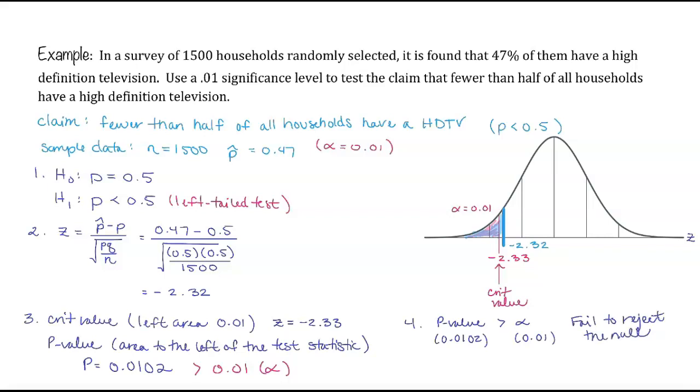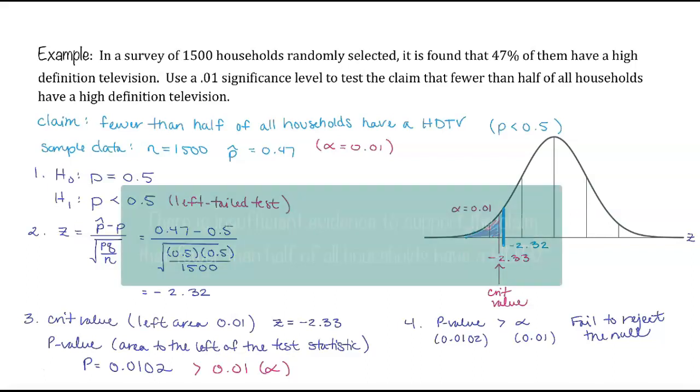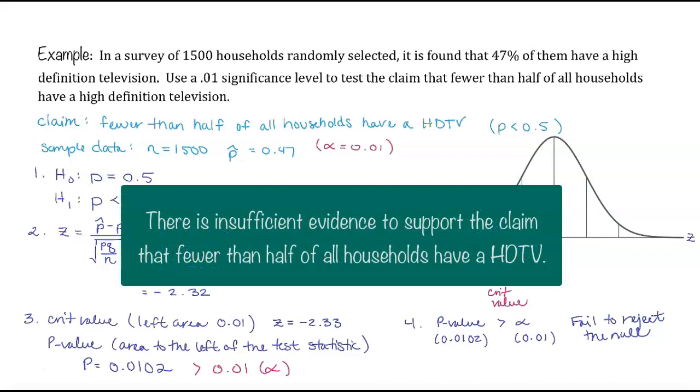Remember that the null is assumed to be true until proven otherwise, and our value was not extreme enough to cause us to reject it. To state this conclusion as a full sentence, we would write something like this. There is not sufficient evidence to reject the null. In other words, there is insufficient evidence to support the claim that fewer than half of all households have an HD TV. It's important that we state our conclusion clearly using full sentences once we've conducted the hypothesis test.